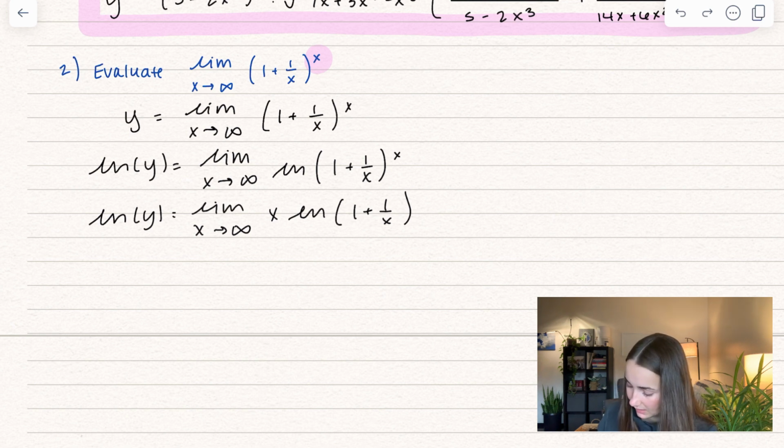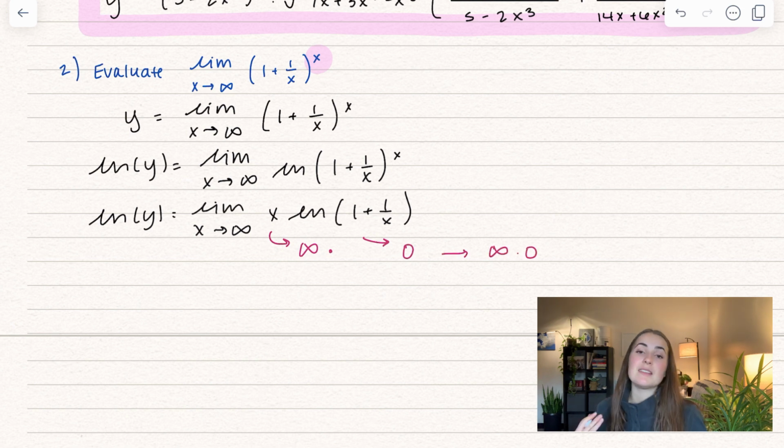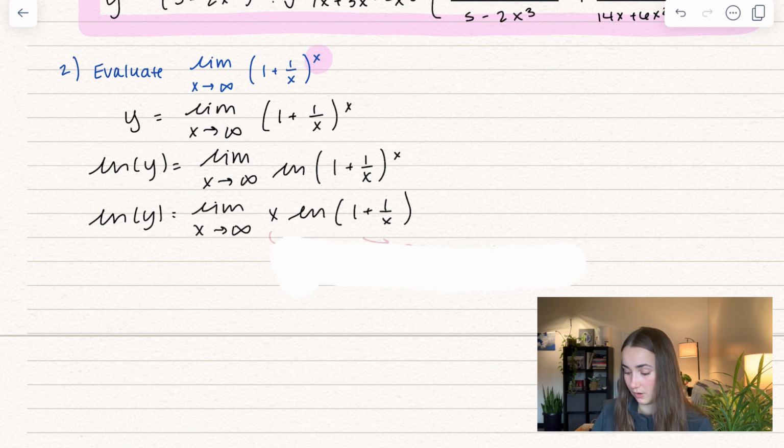So when I plug in infinity, here I get infinity times, and this becomes the natural log of 1 because 1 over infinity goes to 0. So that's going to be natural log of 1, which is equal to 0. So this indeterminate form is infinity times 0. But this is not the form that we can use L'Hopital's on. We want to make this look like a fraction, and I have a really cool trick for us to use.